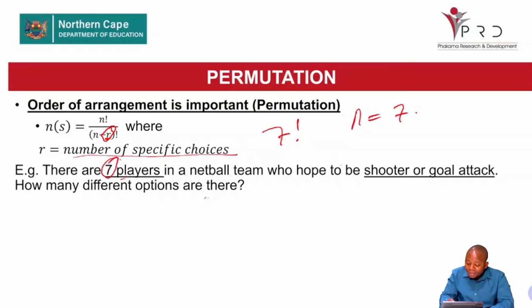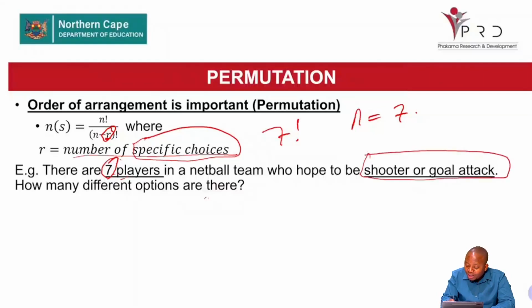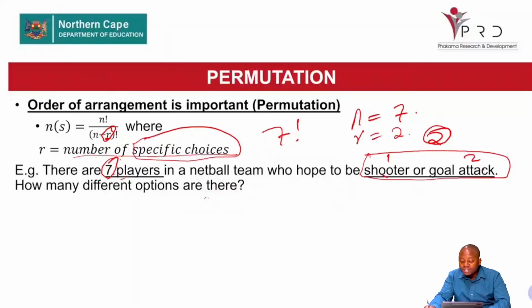But we have a special or a specific choice. What is a specific choice? From the 7 we have a specific choice of being a shooter or a goal attack. How many of them? 1, 2. So we have 2 special or specific choices. So from the 7, we have 2 specific choices. So 7 is the total number of choices, and specific choices, how many are there? Who hope to be a shooter or a goal attack, which is 2 specific choices.